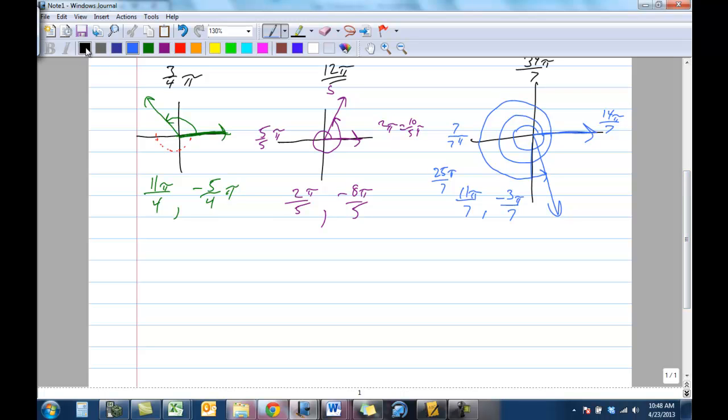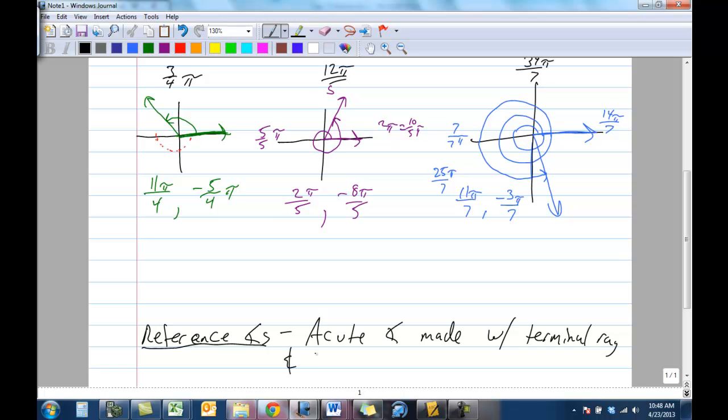The other thing that we talked about was reference angles. Now remember, the reference is the acute angle made with the terminal ray and this is important, the x-axis. The x-axis.